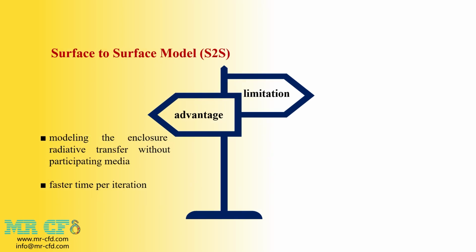Another method of heat transfer is surface-to-surface, S2S, radiation. The main feature of this method is that it is suitable for modeling radiation heat transfer inside a chamber or closed space without the intervention of the material environment or participating media. Second, this method works faster in terms of time per iteration.